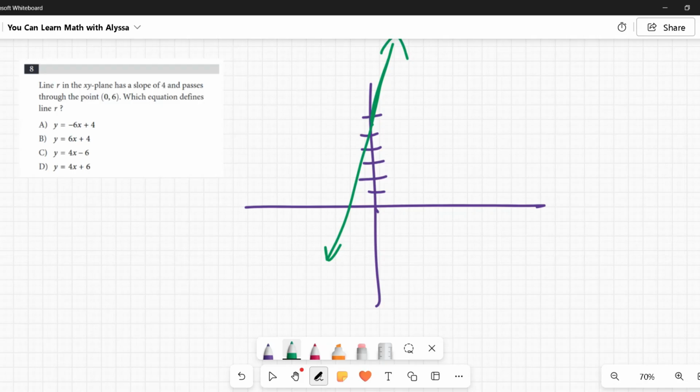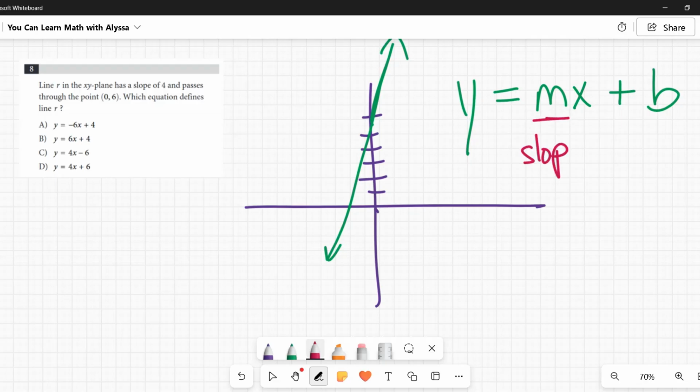Now, if we look at our answers, because we have to look at the answers, right? We have to see what form the line is in. Is it in standard form? Is it in slope-intercept form? And here, all 4 of these are in slope-intercept form. That is, they are in y equals mx plus b, where m and b are constants, and that m represents the slope of the line, and b represents the y-intercept.